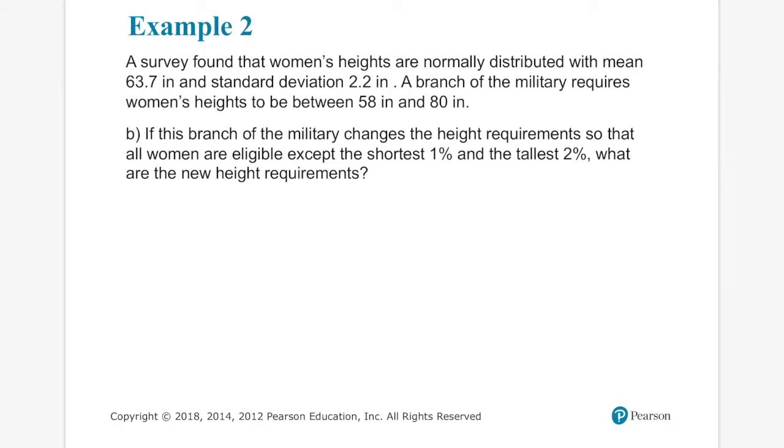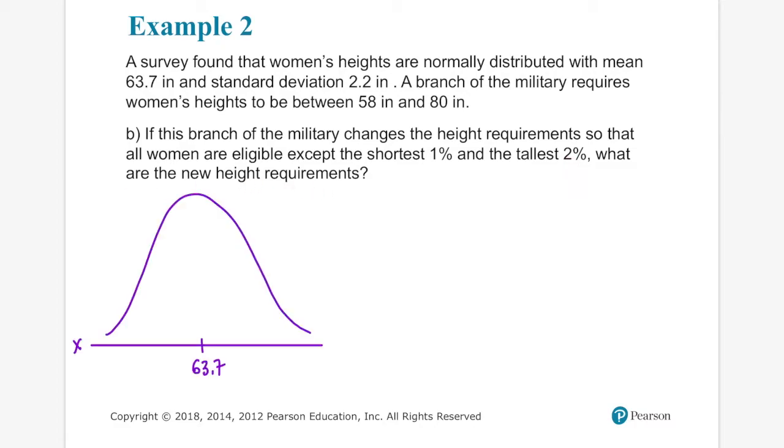Question B. If this branch of military changes the requirement so that all women are eligible except for the shortest 1% and the tallest 2%, what are the new height requirements? I have the same graph, the same mean, the same standard deviation. Now they want to change the requirement. Instead of 58 to 80, they say they want all to be eligible except for the shortest 1%. So this is 63.7, which is the average height. The shortest 1% is right here. So this area is 1%, which is 0.01.